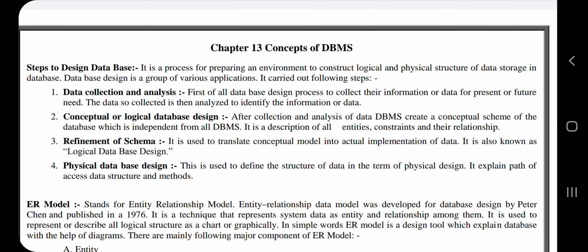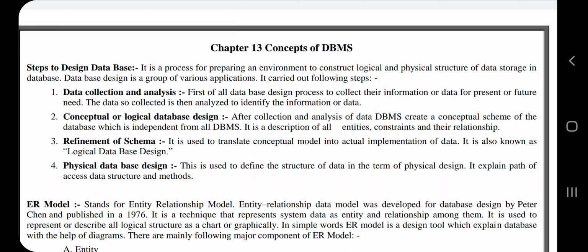First, data collection and analysis. First of all, database design process collects information or data for present or future need. The data so collected is then analyzed to identify the information or data.